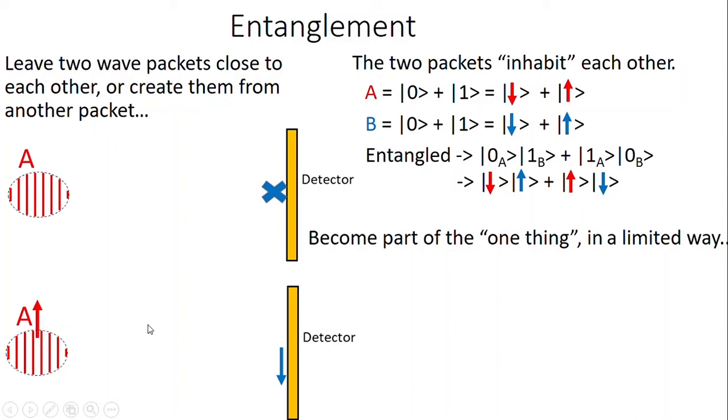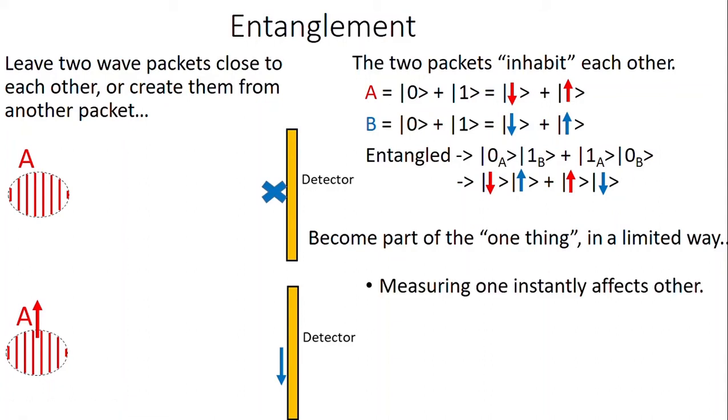Now, if A and B are entangled as spin up and spin down, they are not entangled as spin out of the page and spin into the page. Those are not entangled states. So it's a limited sort of one big wave packet thing when they're entangled, but in another sense, they are part of one big wave packet, part of one thing.